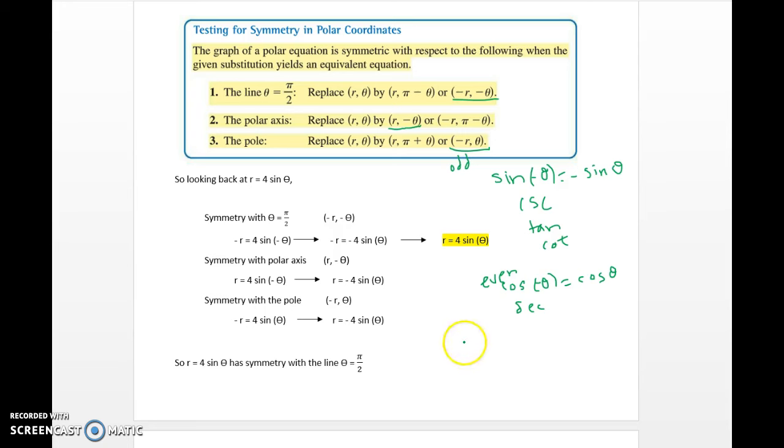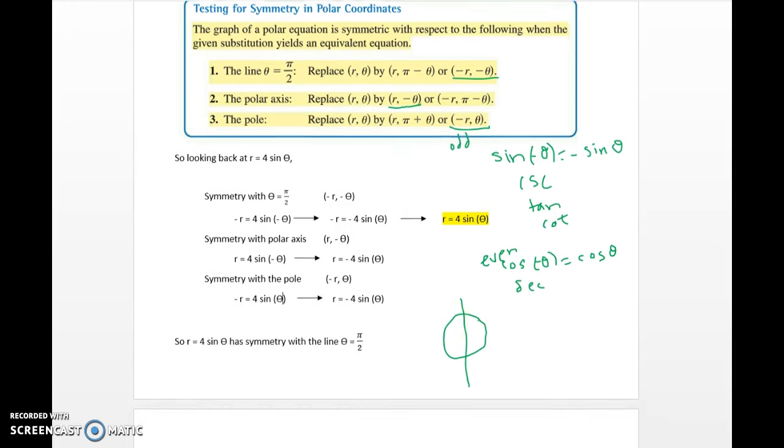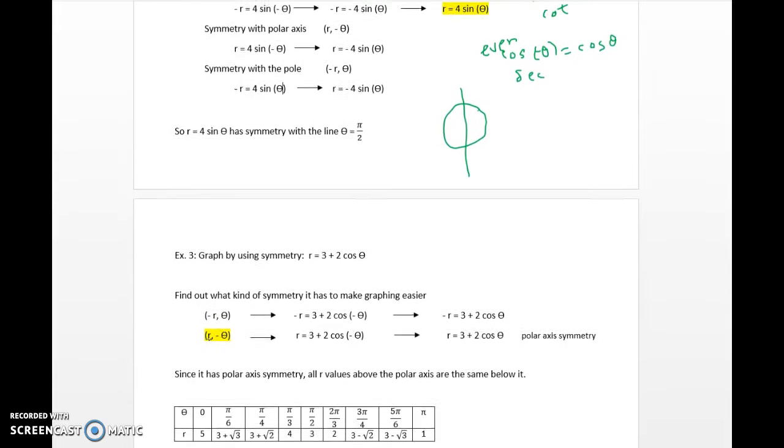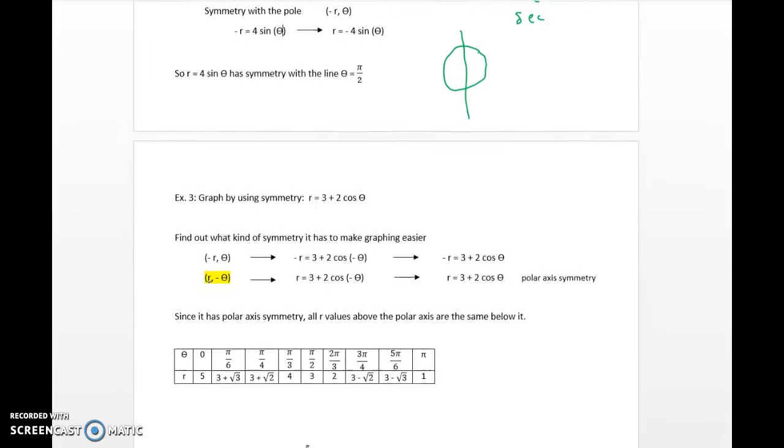What does that mean? Here's our polar graph, here's our line, theta equals pi over 2. That means all the points on the right side have to match up with the points on the left side because it's symmetric. So how can we use this?